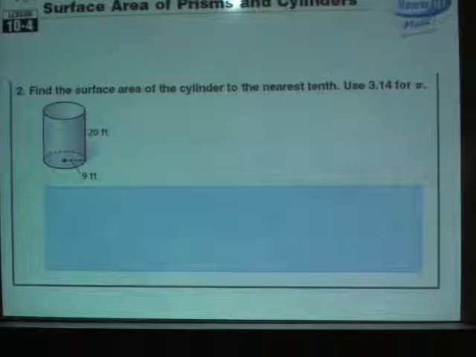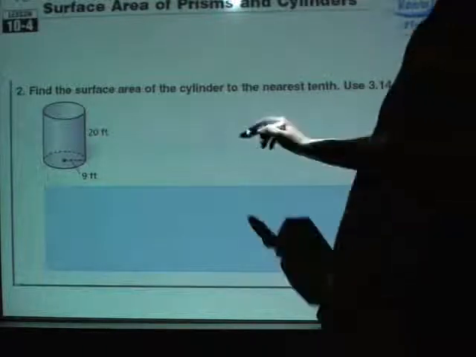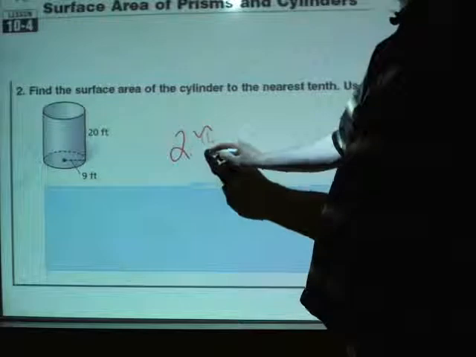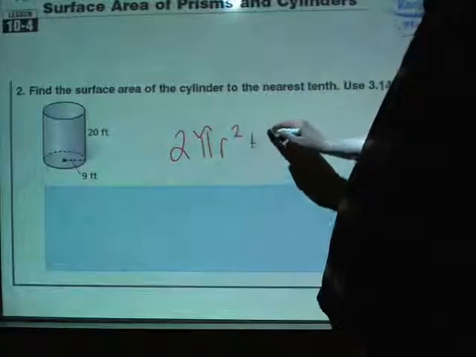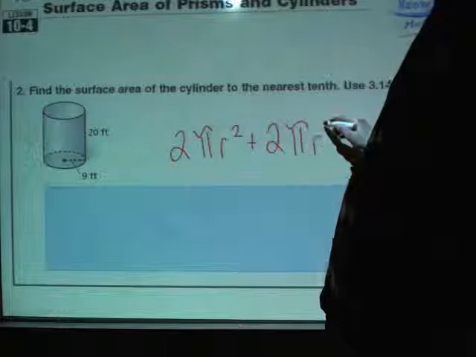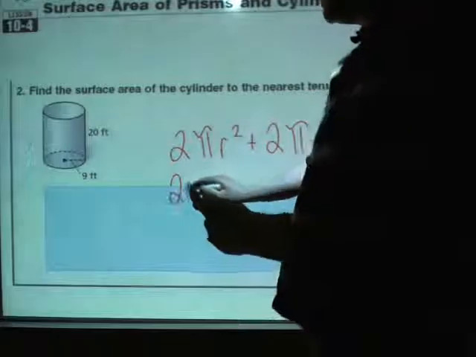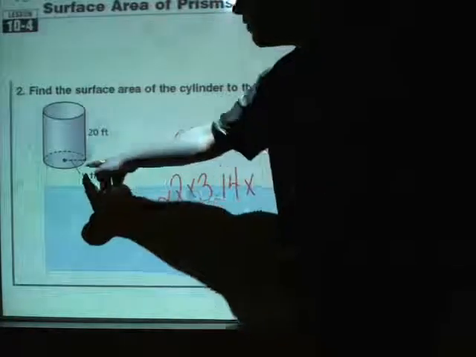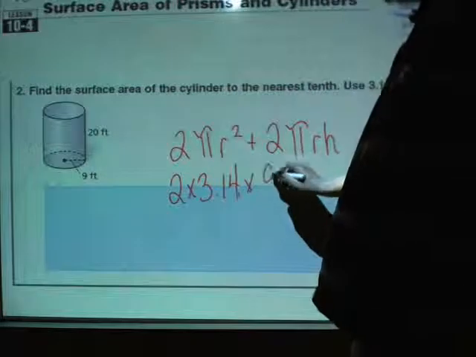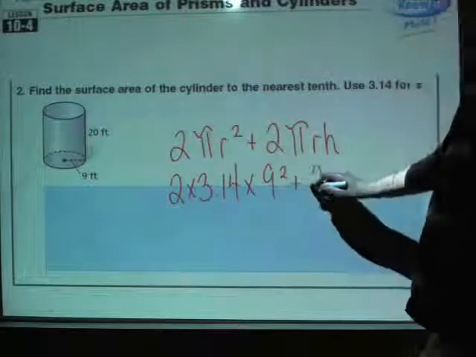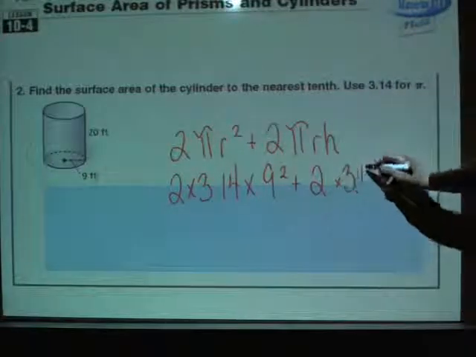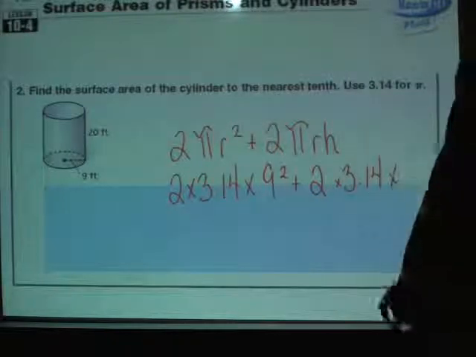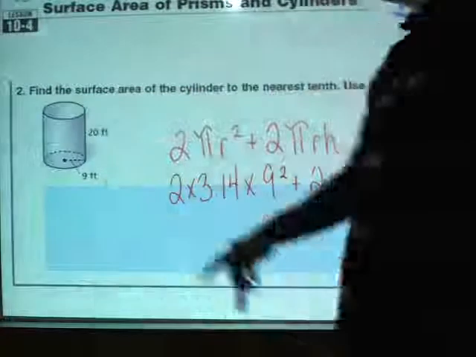As we look at the cylinder here in this question, same formula, but again, they've made that formula circle specific. So we're going to say 2 pi r squared plus 2 pi r h. So 2 times pi, which is 3.14, times the radius squared. Well, the radius here is marked at 9, so that's going to be 9 squared, plus 2 times 3.14, times the radius, which is again marked at 9, times the height, which is marked at 20.